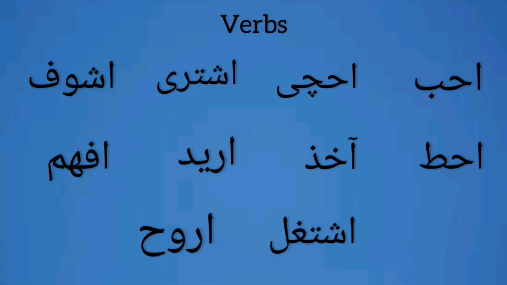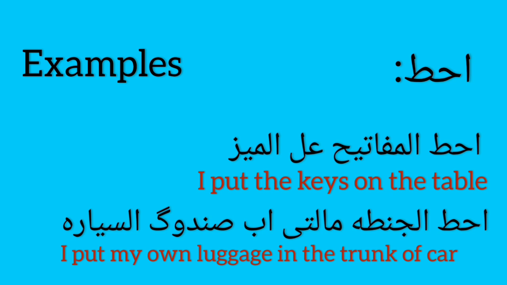And the next one is أحط. أحط means put on. Put something on the table or anywhere, or place something on. For example, أحط المفاتيح على الميز. I put the keys on the table. مفاتيح means keys, it's a plural. And ميز means table, and على is a preposition and means on.